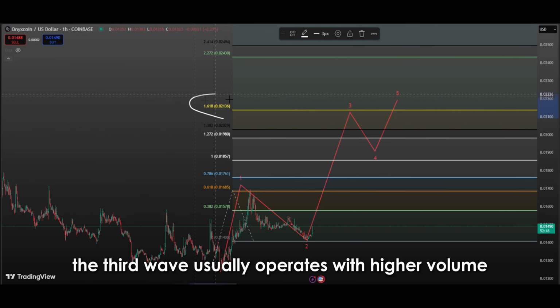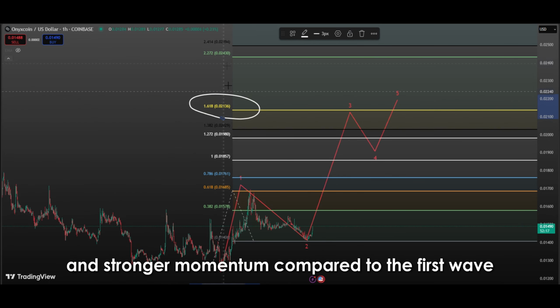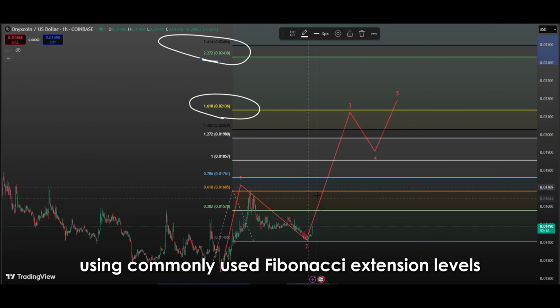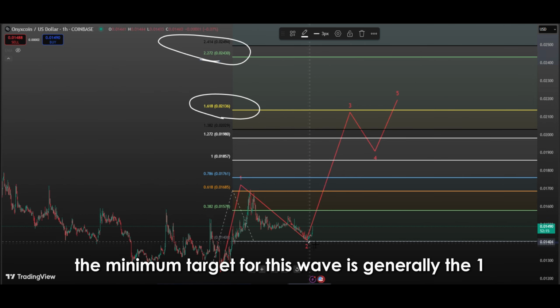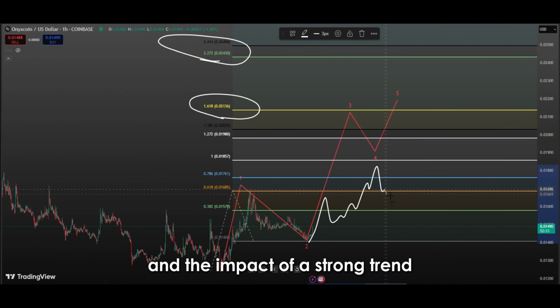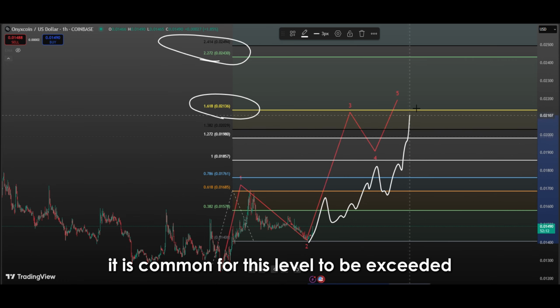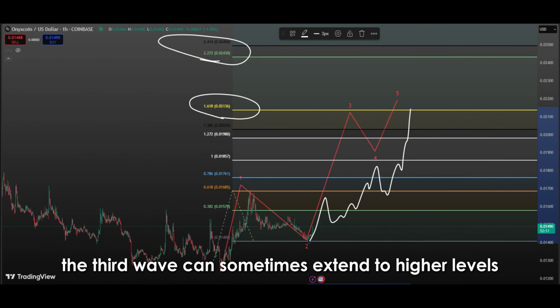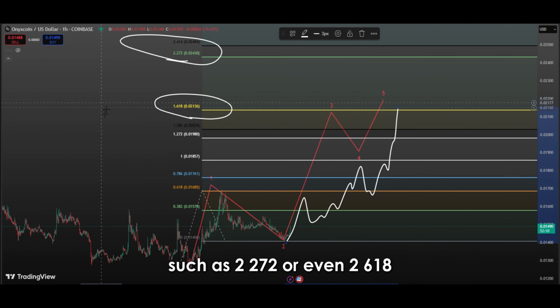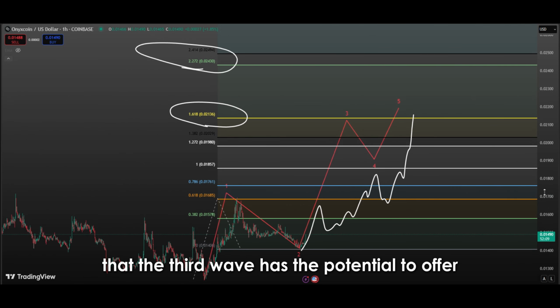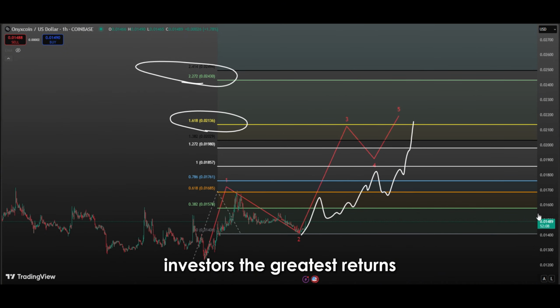The third wave usually operates with higher volume and stronger momentum compared to the first wave. When measured using commonly used Fibonacci extension levels in technical analysis, the minimum target for this wave is generally the 1.618 Fibonacci level. However, due to market enthusiasm and the impact of a strong trend, it is common for this level to be exceeded. Especially in speculative assets, the third wave can sometimes extend to higher levels such as 2.272 or even 2.618. This shows that the third wave has the potential to offer investors the greatest returns.